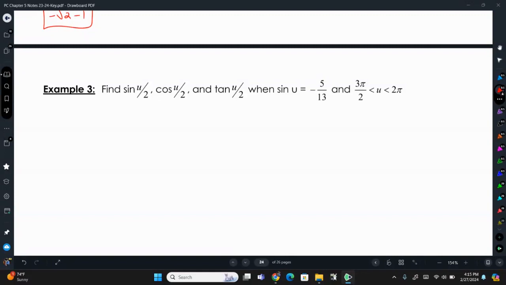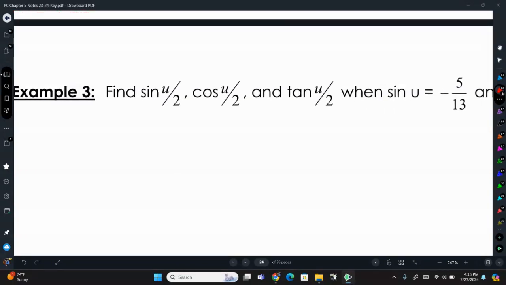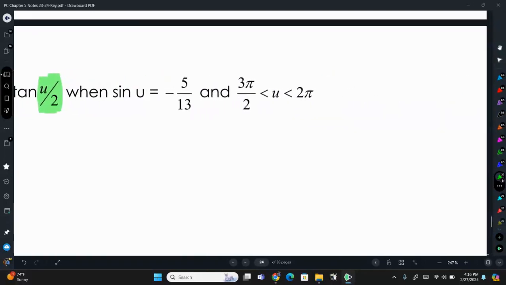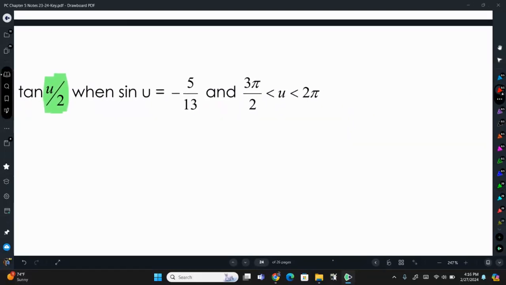So before we do anything, we want to figure out what quadrant angle U is in, so we can figure out the missing side length, and then figure out what quadrant U over 2 is in, because that's what we're trying to really figure out. We're trying to figure out sine of U over 2, cosine of U over 2, and tangent of U over 2. So our final answers should be dependent on what quadrant U over 2 is in. So first let's get this triangle figured out.